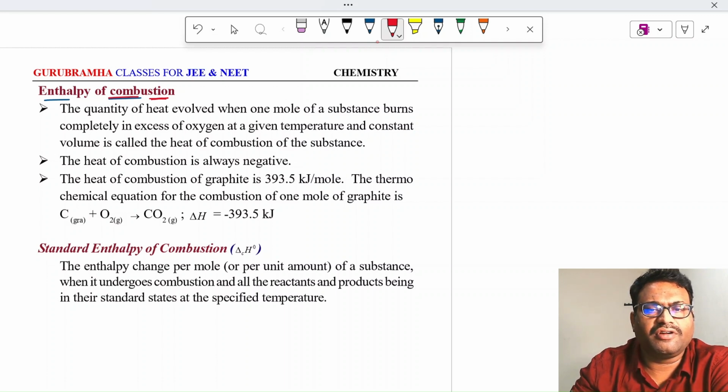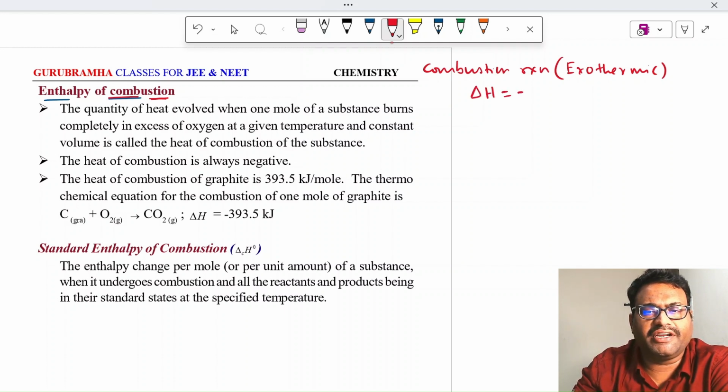Combustion reactions are all exothermic reactions. Combustion reaction is always exothermic. That means for combustion reaction always delta H will be negative.